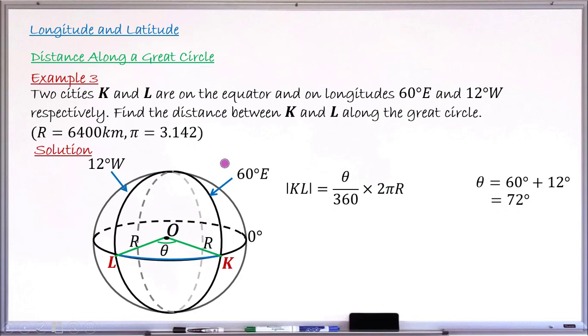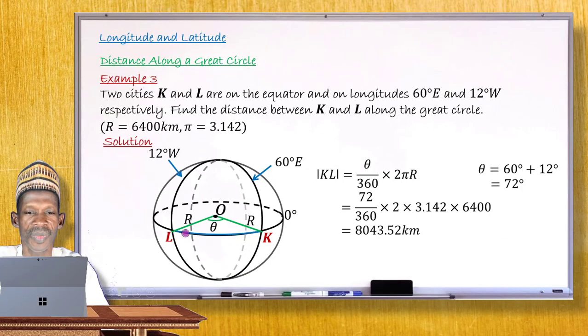So I'll now substitute. Already I have the R and the pi in the question. So substituting, I will now have KL to be 72 over 360 multiplied by 2 multiplied by 3.142 multiplied by 6,400. And simplifying this correctly will now give the distance to be 1,043.52 kilometers. This is now the distance between K and L. So with the few examples given, I hope my dear student will be able to find the distance between any 2 points that happen to be on a great circle. Thank you for your attention, and let me just move to the last segment.